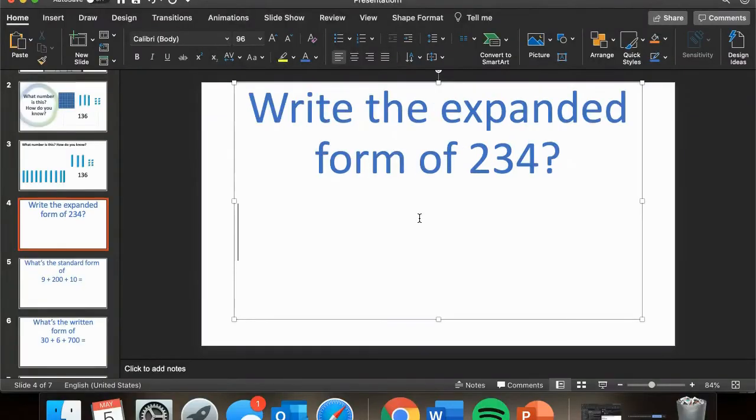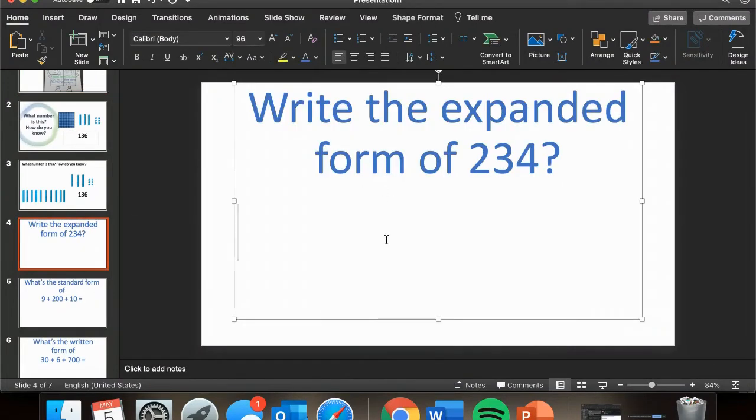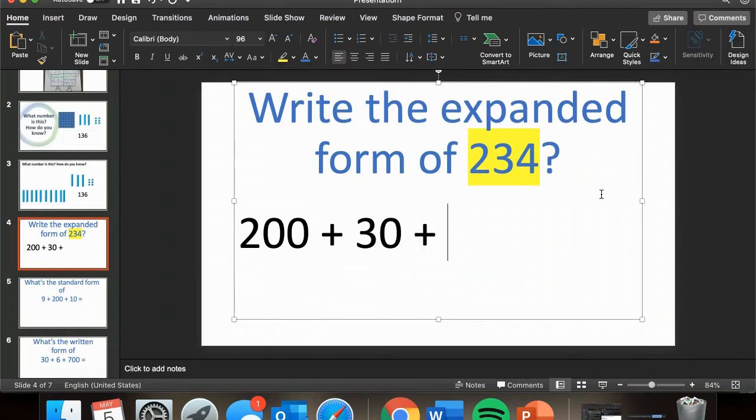So, when we do expanded form, this is when we stretch out the number and we add up the hundreds plus the tens plus the ones. So, let's do that together. How many hundreds do you have in 234? How many hundreds are in that number? 200. Okay, and we're going to add it to how many tens? 3 tens or 30. And we're going to add that to how many ones are in 234? 4. So that right there, boys and girls, is going to give you 234. 200 plus 30 plus 4 is the expanded form version of the number 234.